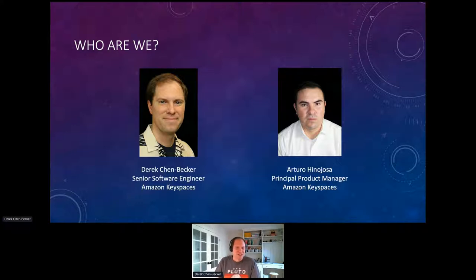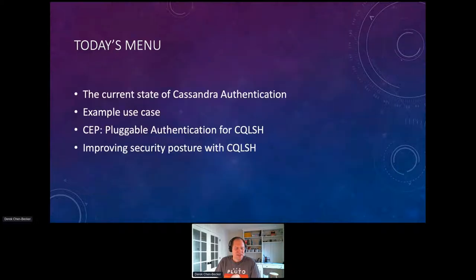So let me give you a brief overview. First, we're going to start off with a refresher on the current state of Cassandra authentication. I'm not going to get into authorization. That'll maybe turn into next year's talk. We'll see. Then we'll talk about an example use case that we've seen, and how that extends to a more general use case in Cassandra and the community in general.